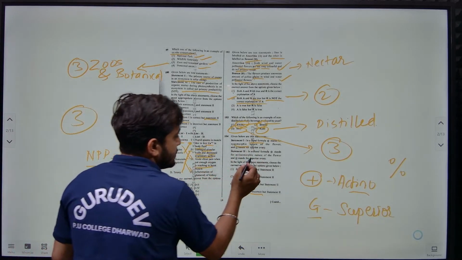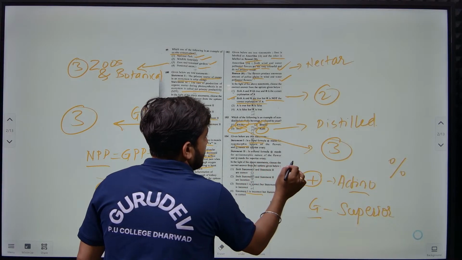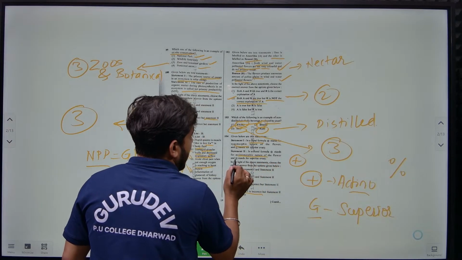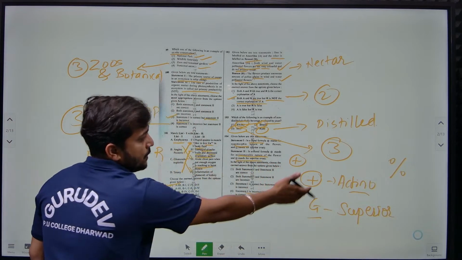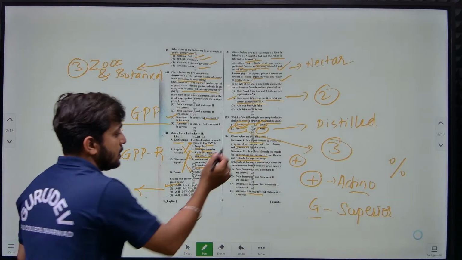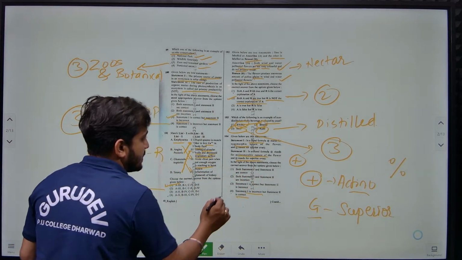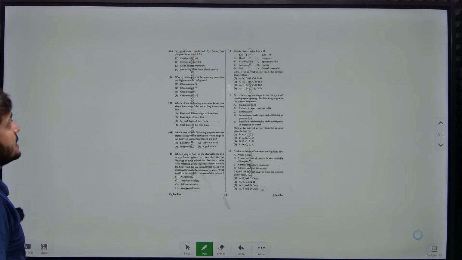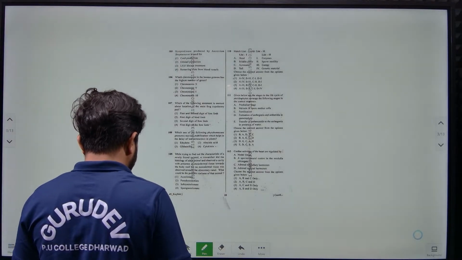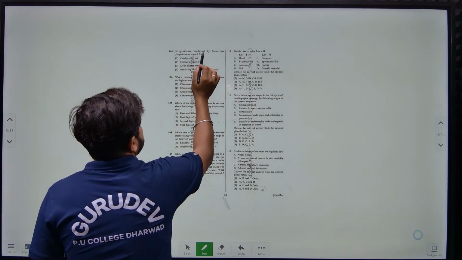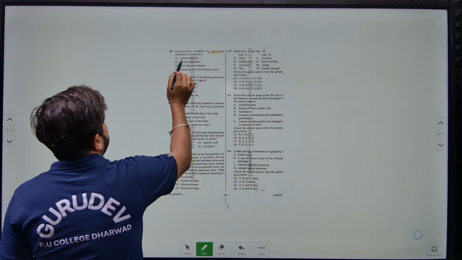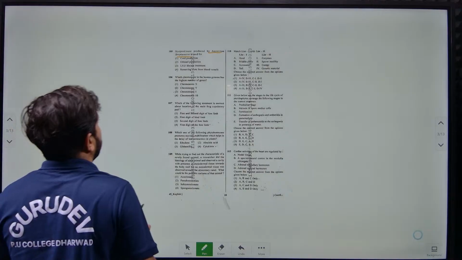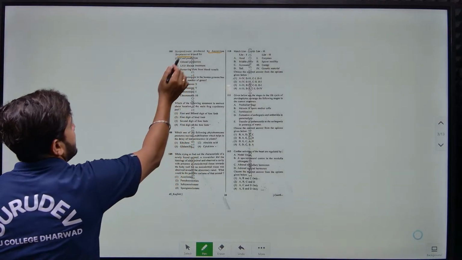Then what statement 2 says: in a floral formula, plus stands for the actinomorphic nature of the flower, and G dash stands for superior ovary. Already I have told you that. So here statement 2 is correct. So according to that, option 4 is correct, right? Then moving on to the next question, that is the 105th question. That is here, streptokinase produced by bacteria, like Streptococcus, is majorly used for, right?